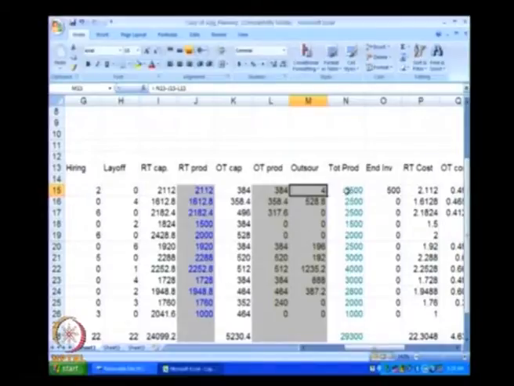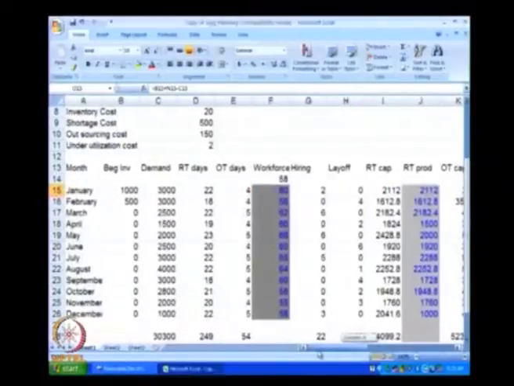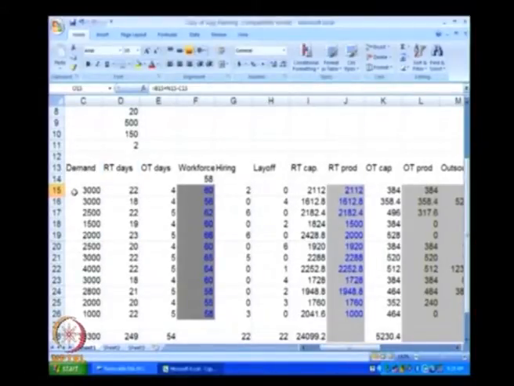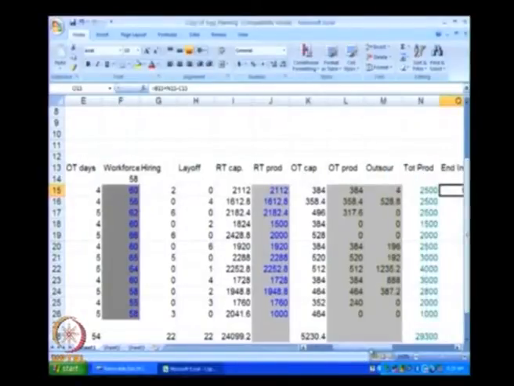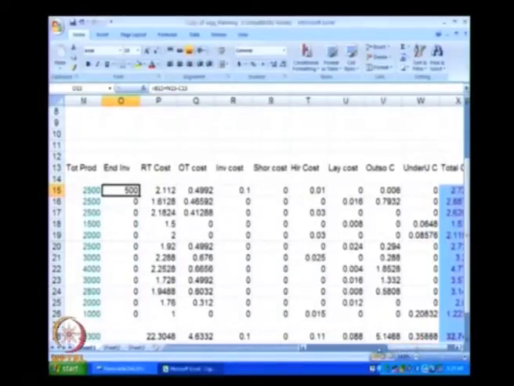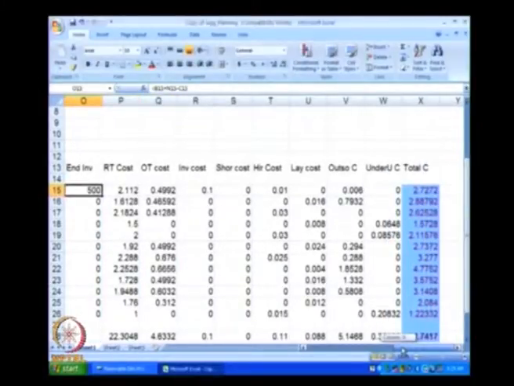Now, the ending inventory is calculated in the same manner as beginning inventory. In this case, beginning inventory is 1000, production is 2500, so 3500 less demand of 3000, which comes from here, and the ending inventory is 500. Now, we have various costs. We have actually 8 costs in this spreadsheet: regular time cost, overtime cost, inventory cost, shortage cost, hiring cost, layoff cost, outsourcing cost, and underutilization cost. Now, let us see all these 8 costs.